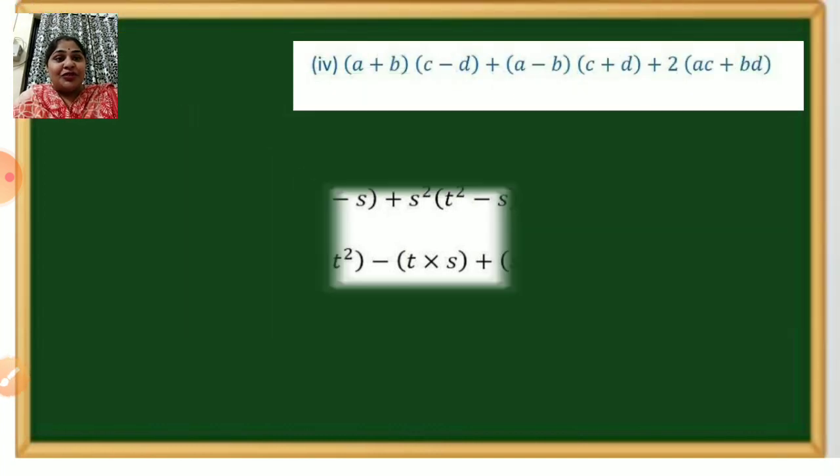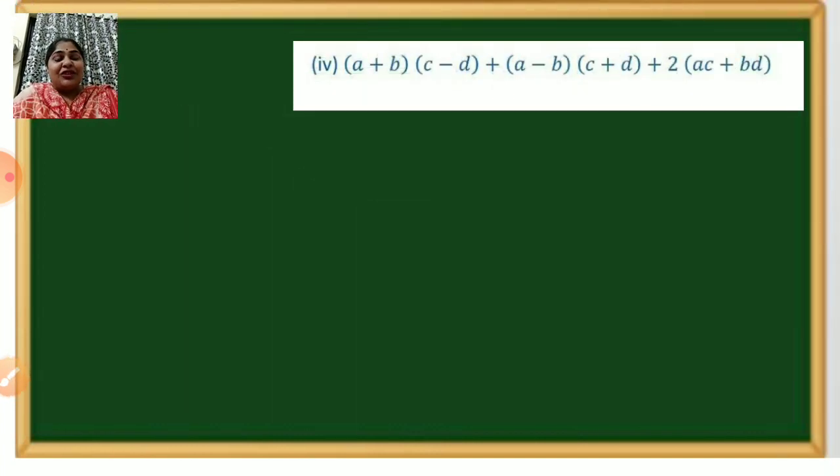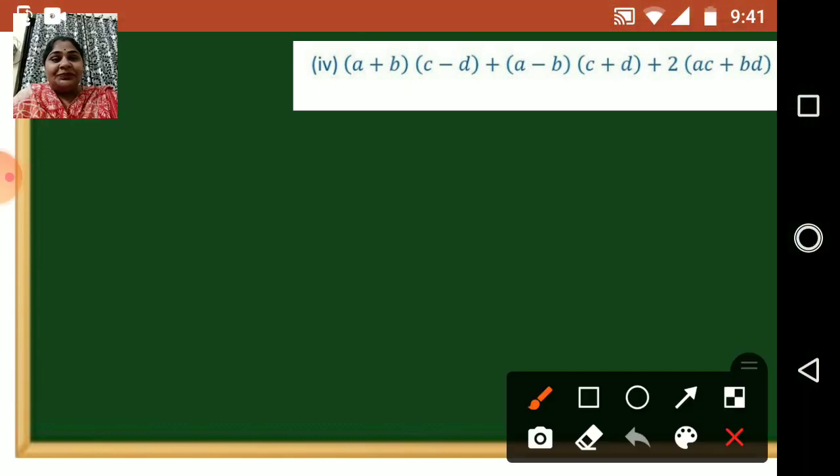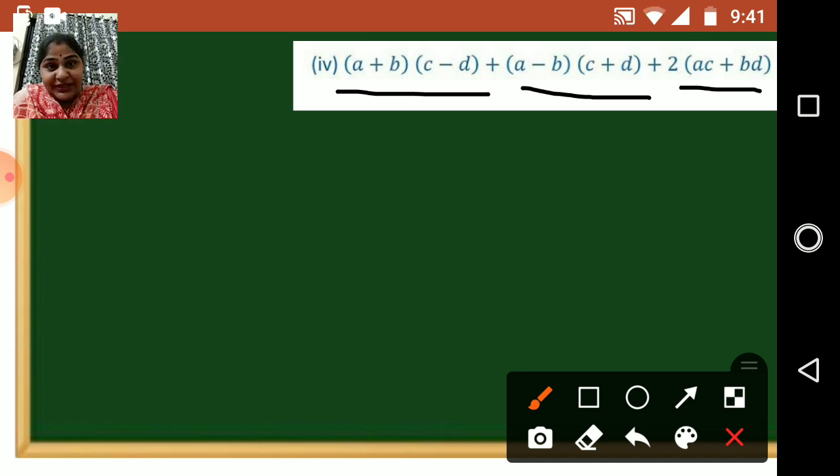Let us proceed with the fourth one. So now this is a bit lengthy, children. Stepwise you have to solve. Here we will again divide, that is, we will do this sum in parts. So if you see here, a plus b multiplied by, in bracket, c minus d plus a minus d multiplied by, in bracket, c plus d plus 2 multiplied by ac plus bd.